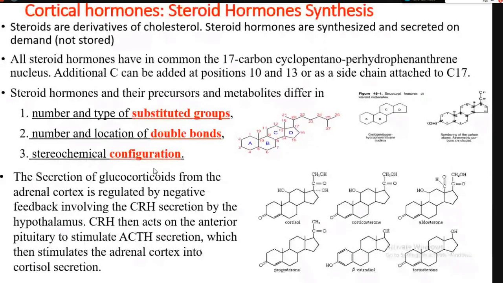Now this is the way that you study the endocrine system. Okay, how to read, how to study endocrine system.